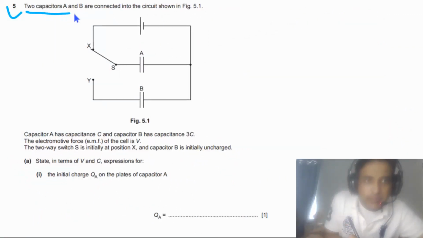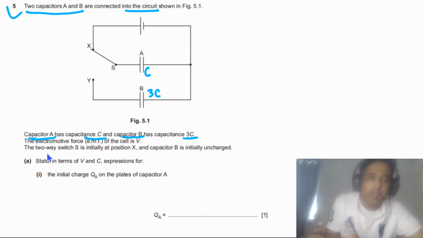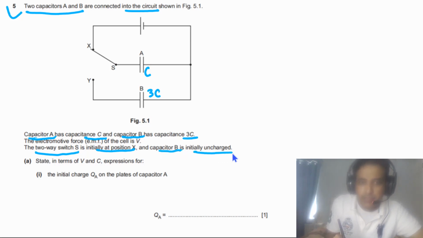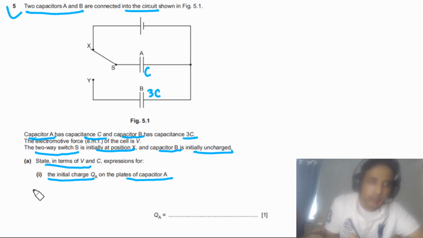Question 5 says two capacitors A and B are connected into the circuit as shown in figure 5.1. Capacitor A has capacitance capital C and capacitor B has capacitance theory C. The two-way switch is initially at position X and capacitor B is initially uncharged. State in terms of V and C expressions for the initial charge QA on the plates of capacitor A. So we need to calculate QA, the charge on capacitor A, the net charge on a single plate of capacitor A.